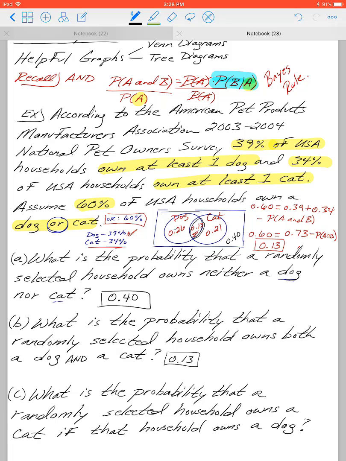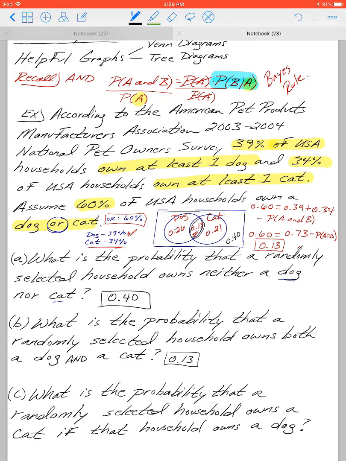Now for part C, what is the probability that a randomly selected household owns a cat if that household owns a dog? This portion of the example is the reason I went ahead with Bayes' rule in the beginning of the problem. You see here what we're looking at is something called conditional probability. This notion of something happening given that something else has already happened. That is Bayes' rule, right? So let's write this. I'm actually going to come up on the side here with maybe a color that you can see a little easier.